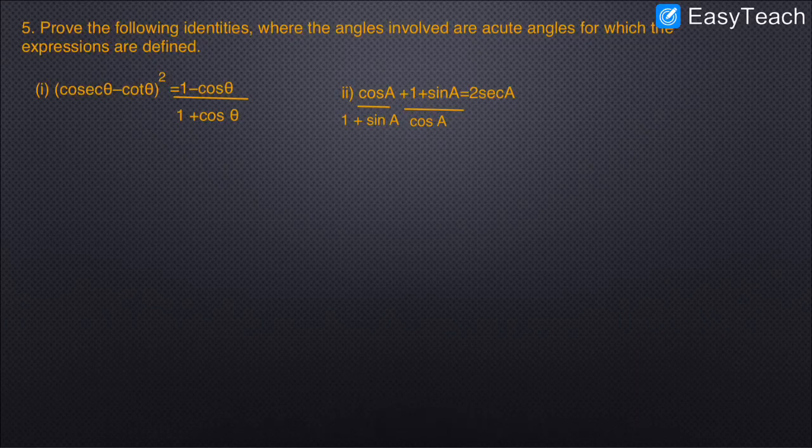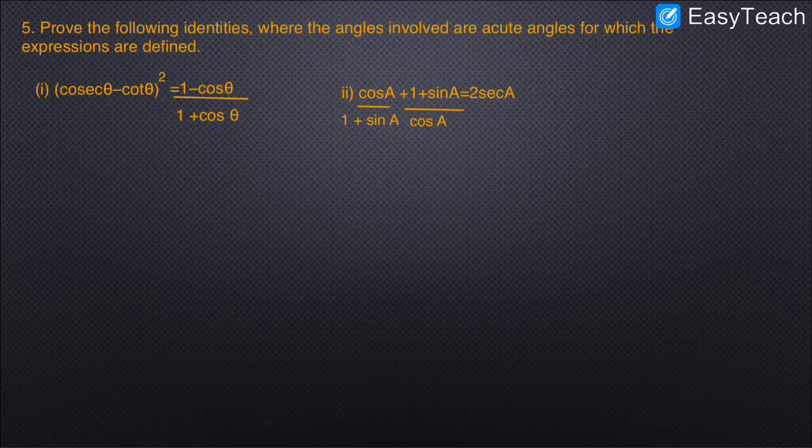Let's move on to the fourth question. 1 plus secant A by secant A equals sin square A by 1 minus cos A. Hint: simplify LHS and RHS separately. In the question itself they have given simplify LHS and RHS separately, which means you cannot take one side and calculate to prove the other side. So you try to simplify both sides. Whatever the way, we are going to prove LHS equals RHS. That is our goal.